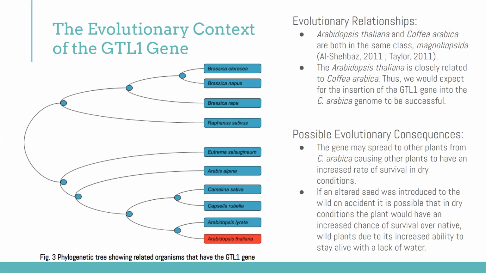Looking at possible evolutionary consequences, however, the modified Coffea arabica would have a differential reproductive success among wild plants, and so if this plant was released into the wild, it is possible that it could take over the ecosystem due to its lack of dependence on water.